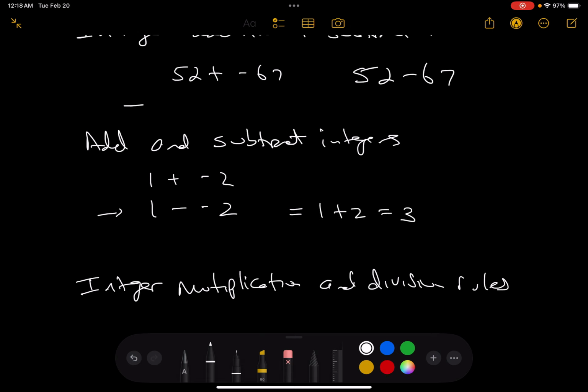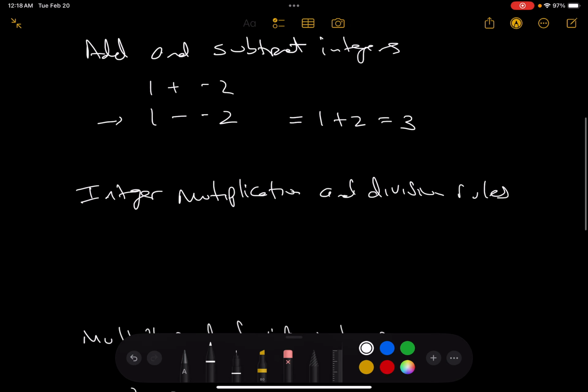If this is something that's confusing, try to remember how you subtracted negatives in the past, and chances are, with just some practice, you'll be able to remember what you did in 6th and 7th grade. From there, we can also review integer multiplication and division rules, which is basically that when you're multiplying two numbers, if one of the numbers is negative, then the answer is negative. So if it's positive, negative, the answer is negative, or if it was negative, positive, the answer is negative.